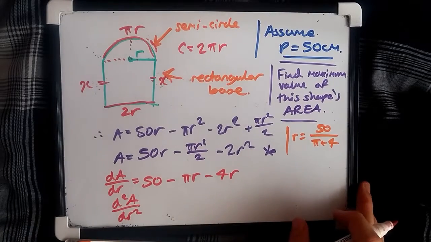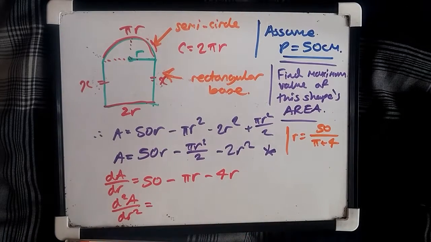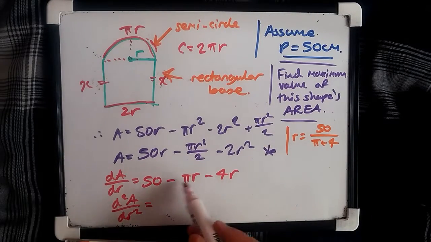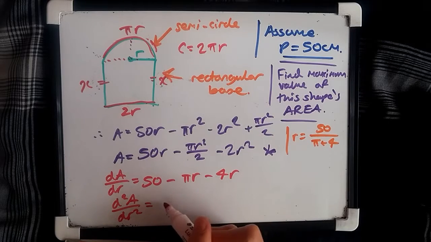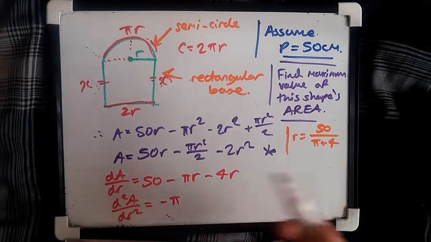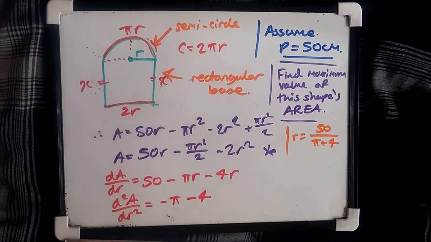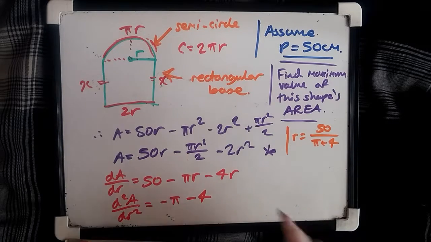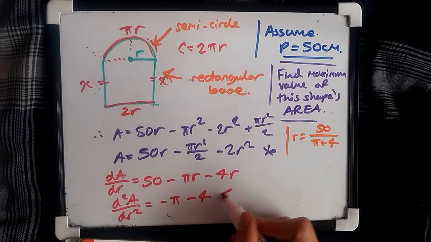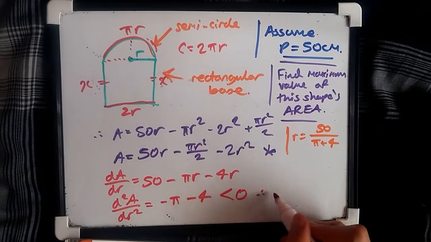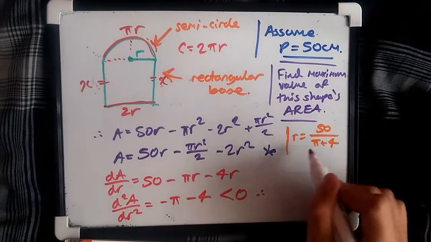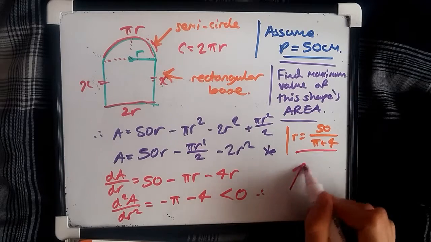What do we get here? Come on team, we got this. Differentiating 50 becomes 0. Differentiating minus pi r becomes minus pi. Remember, pi is just a number. Differentiating this will give us minus 4. As you see, you don't even need to worry about the value of r here, because once you differentiate, the r's are gone anyway, and we know straight off the bat that this value is negative. Hence, our value of r, which is this, is a maximum.